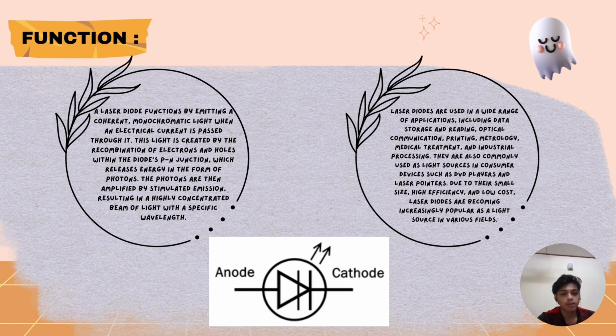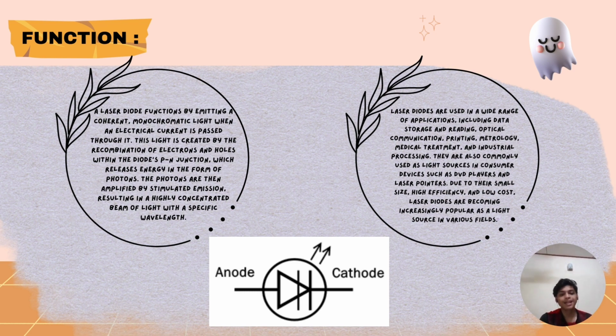The active material is placed between two mirrors, one of which is partially reflective and the other is highly reflective. The mirrors are used to form a standing wave pattern, which causes the light to be amplified and emitted in a single, highly collimated beam. This is known as laser action.